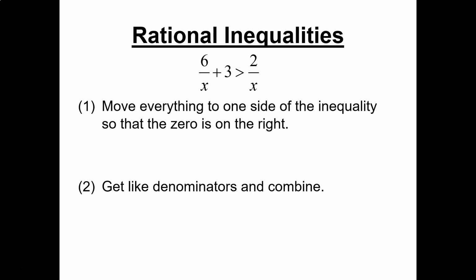And the first thing that we want to do is move everything to one side of the inequality so that the 0 is on the right. Basically, you want this to say that something is greater than 0 or less than 0, greater than or equal to, less than or equal to 0. Because the way that we do these problems is we look for positives and negatives, and we can't do that if we've got 2 over x here. We don't know whether that means we're looking for positives or negatives. We didn't have to do this yesterday because I didn't give you any problems where you had to do this. So this first step is new for today.